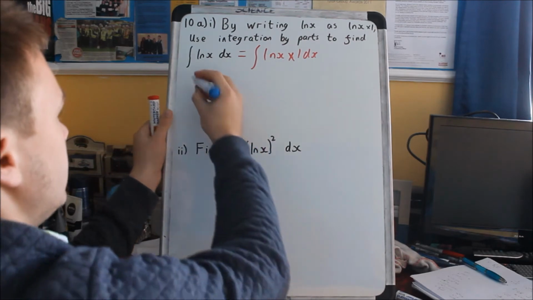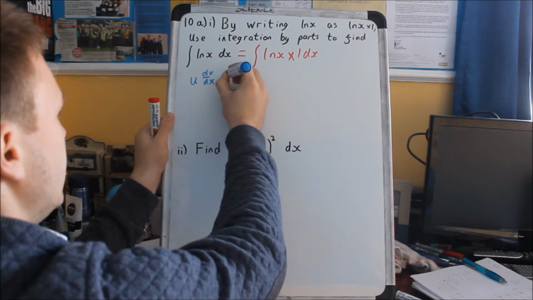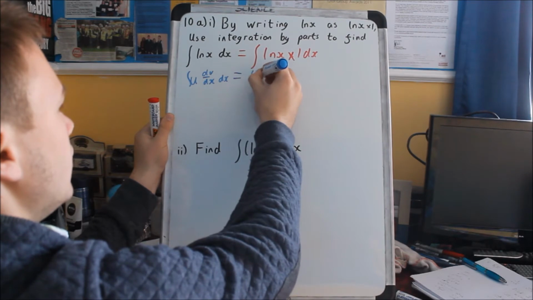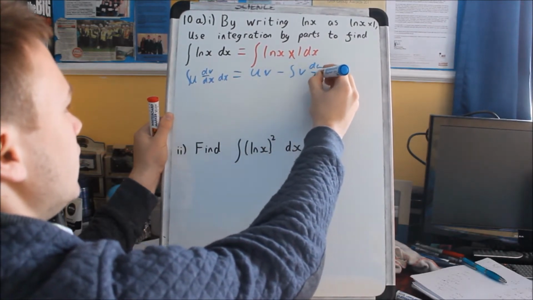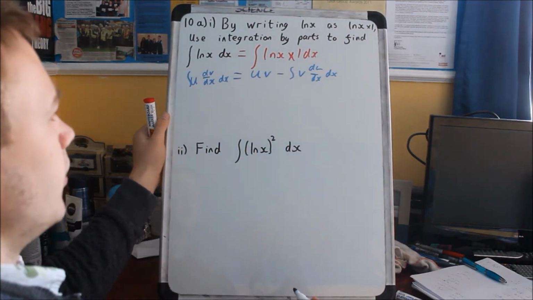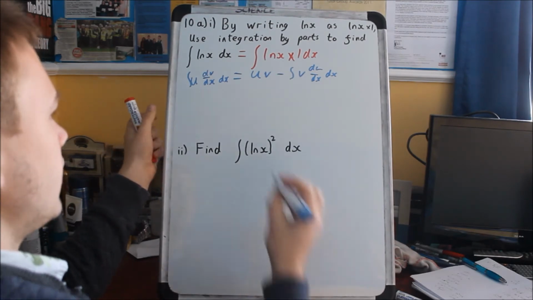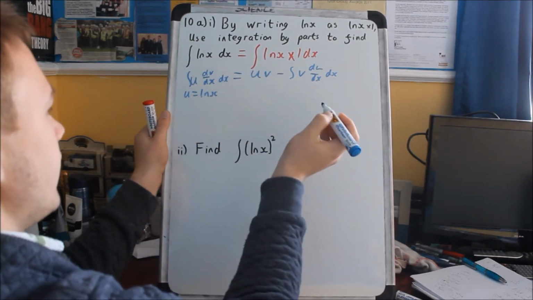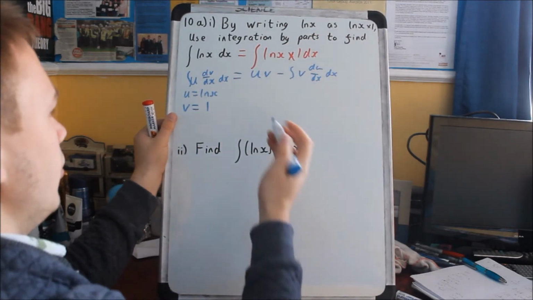When you're integrating it, we treat it as u dv dx, that we're actually integrating by dx. So the formula for it is uv minus the integral of v du dx by dx. Okay, so that's the formula for working it out with integration by parts. So you need to say what's what before doing it. So u is our ln x, our natural log of x, and v is our 1, it wants us to have a 1.